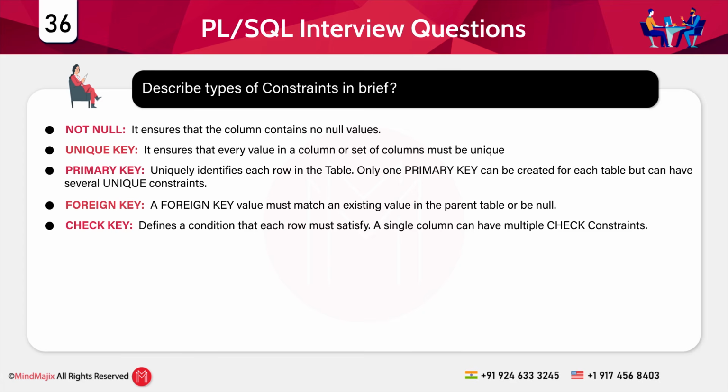And finally, we have the check key constraint. This particular constraint defines a condition that each row must satisfy. A single column can have multiple check constraints, and during check constraint, there are a few expressions that are not allowed, such as references to CURRVAL, NEXTVAL, LEVEL, and ROWNUM pseudo columns, and calls to SYSDATE, UID, USER, and USERENV functions or the user environment functions.